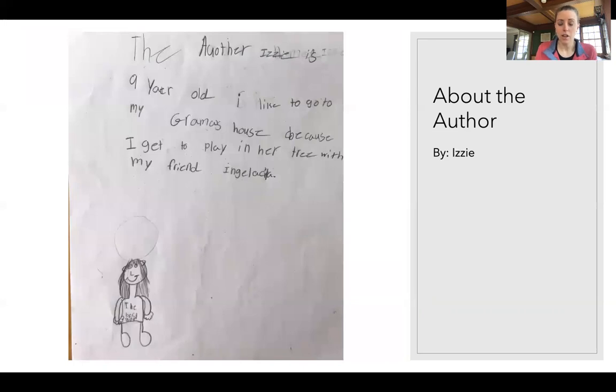This is Izzy's about the author for her book that she wrote about going to her grandma's house. And she wrote, "The author Izzy is 9 years old. I like to go to my grandma's house because I get to play in her tree with my friend Angelica." So the about the author a lot of times connects with the story.